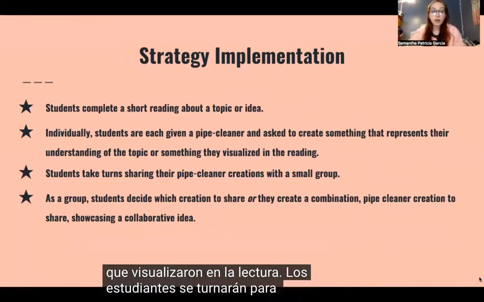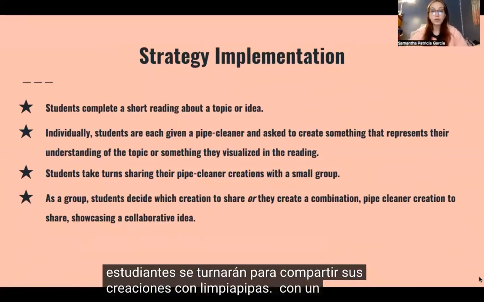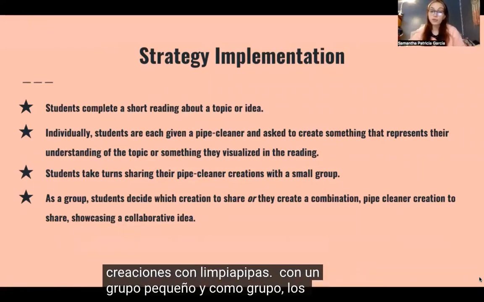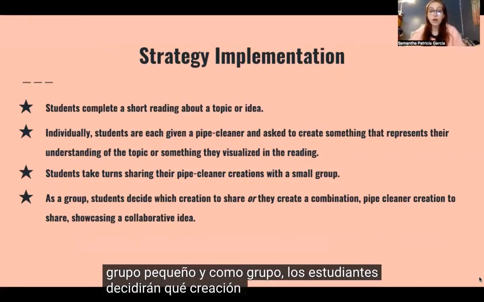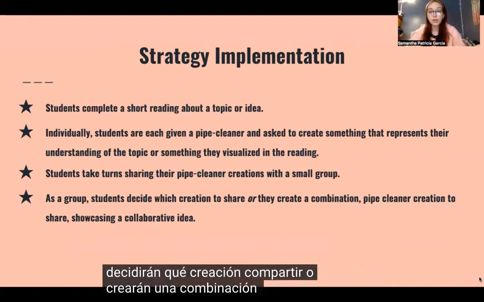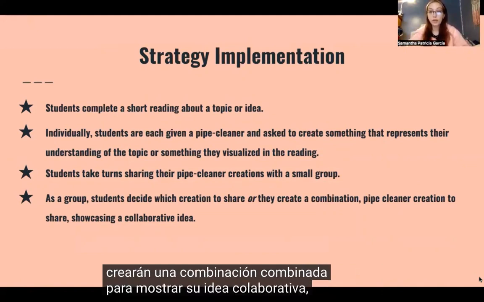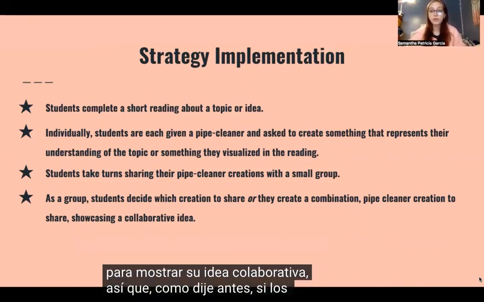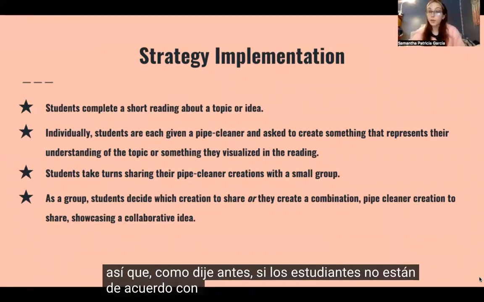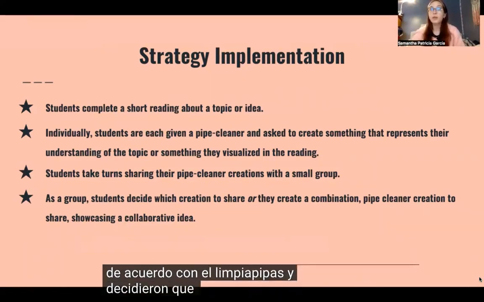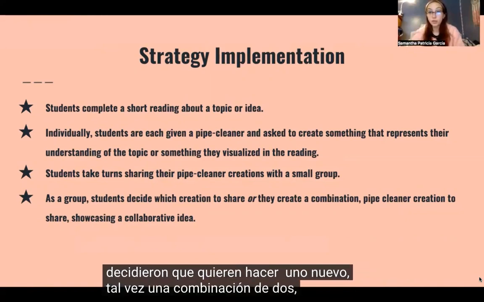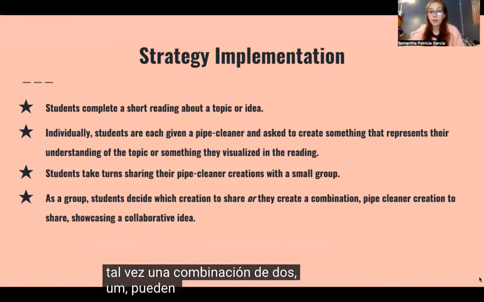Students will take turns sharing their pipe cleaner creations with a small group. And as a group, students will decide which creation to share, or they will create a combination to showcase their collaborative idea. So, like I said before, if students do not agree upon the pipe cleaner and they decide that they want to make a new one, maybe a combination of two, they can do that.